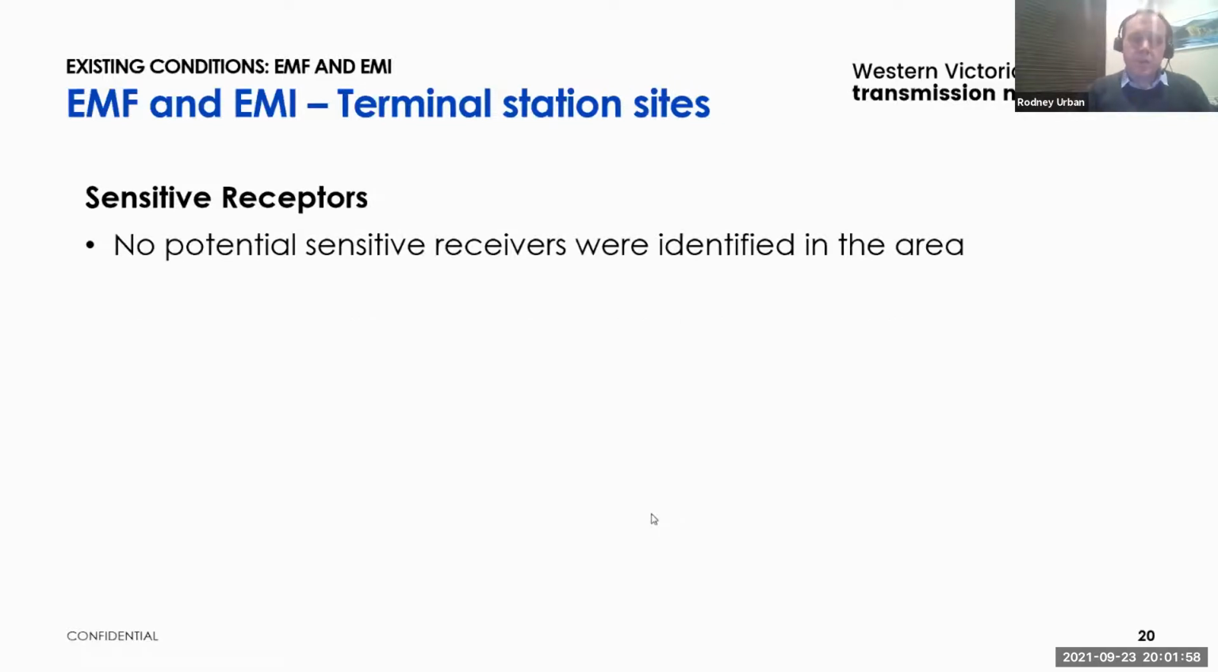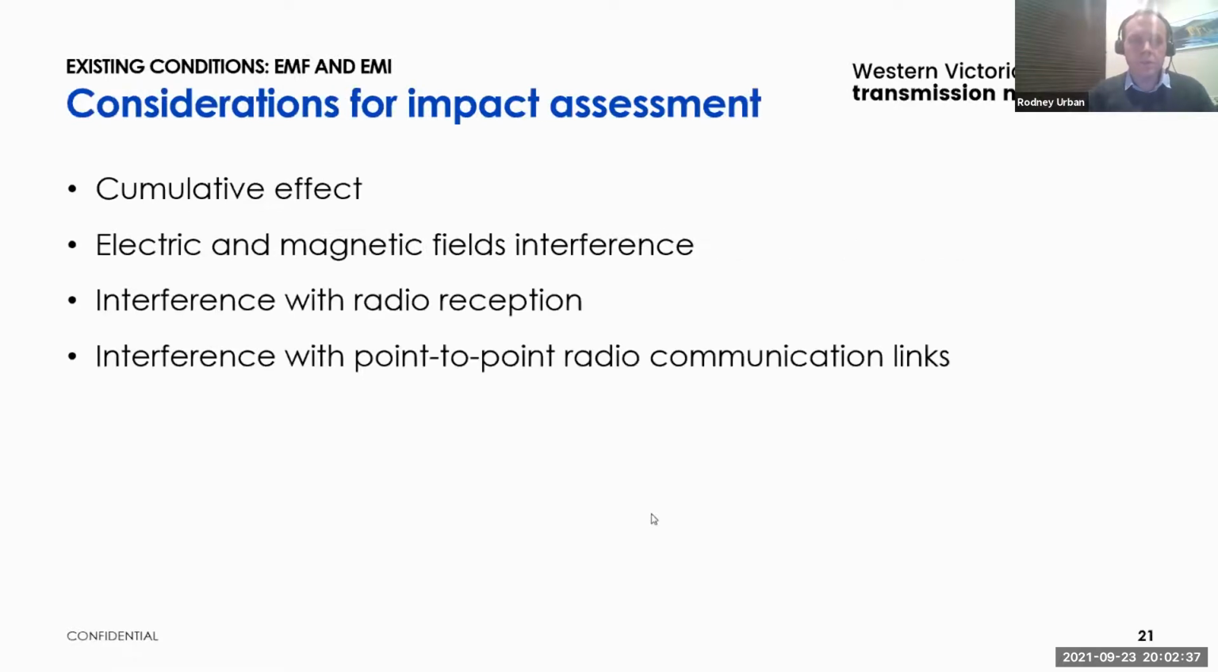Terminal stations. I've spoken a lot about transmission lines, which are a significant part of the project, but there are also terminal stations. That's where we've got terminal equipment, electrical power equipment that transforms from one voltage to the other, and distributes the voltage and collects it from various generation sites. But these tend to be quite well spaced already from public areas. We have measured electric and magnetic fields at these sites, but we've identified no sensitive receivers in those areas, though it's something that we have looked at.